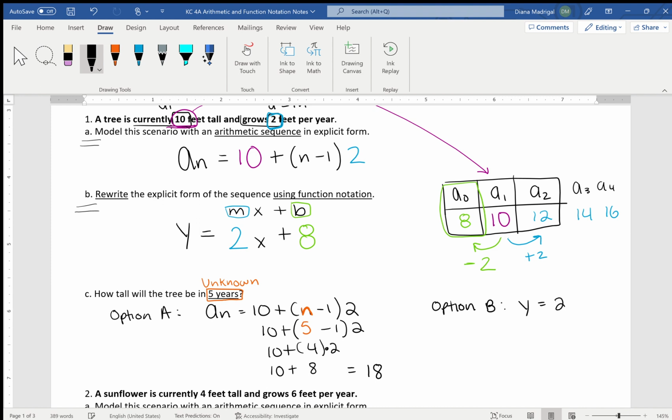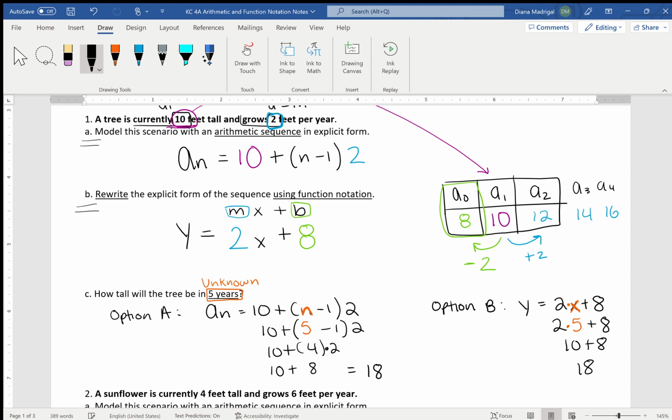y equals 2x plus 8. And again, my unknown is x, so I'm going to plug in 5 for x. Any number next to a variable has a multiplication sign in between. So this is saying 2 times 5. Let me write it: 2 times 5 plus 8. I need to multiply first before I add the 8. So 10 plus 8 gives me 18.